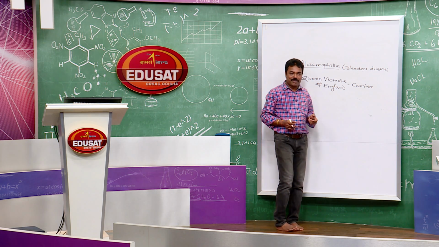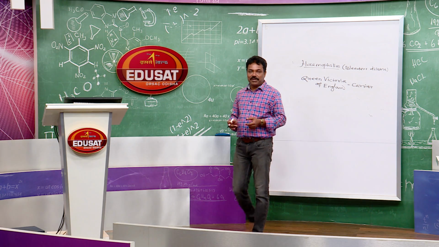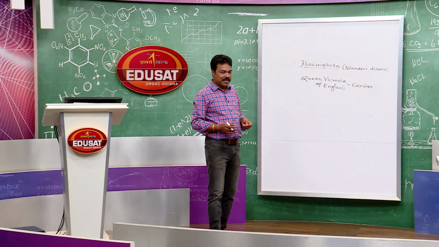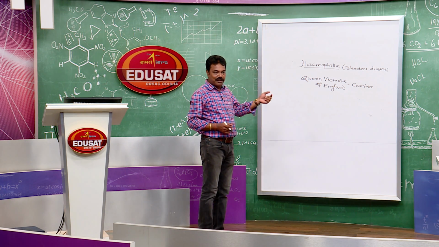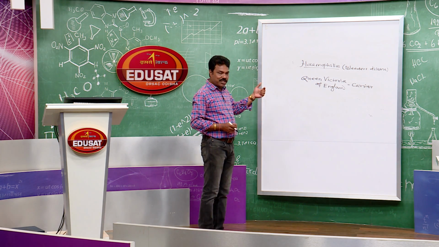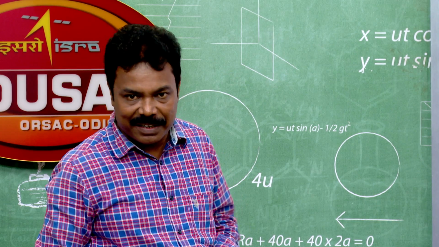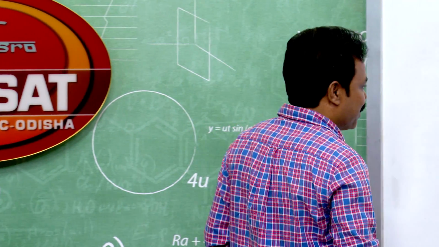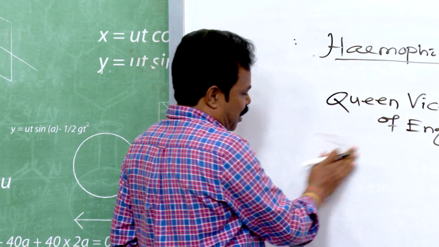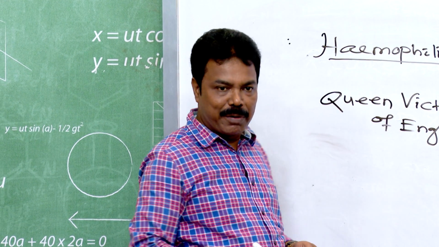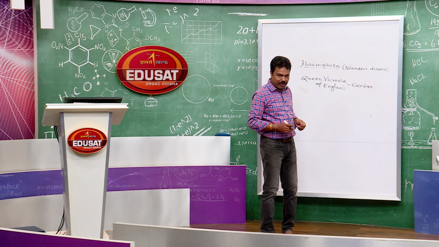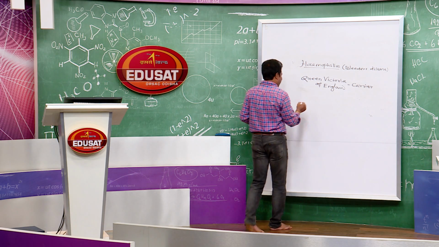After marrying into royal families of Europe, that gene, or that disease, was spread to Russia, Spain and Germany. Okay? The pedigree of hemophilia in the royal family of Europe was described by Haldane.